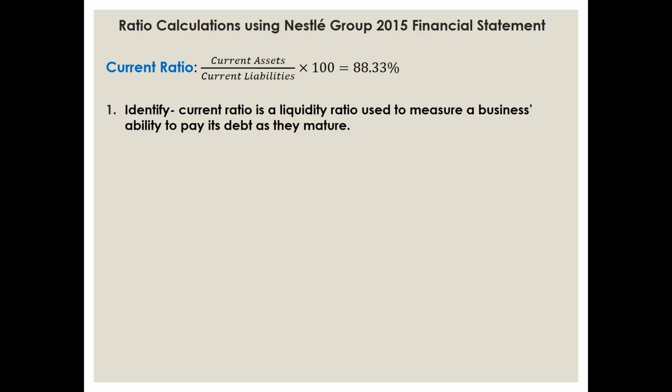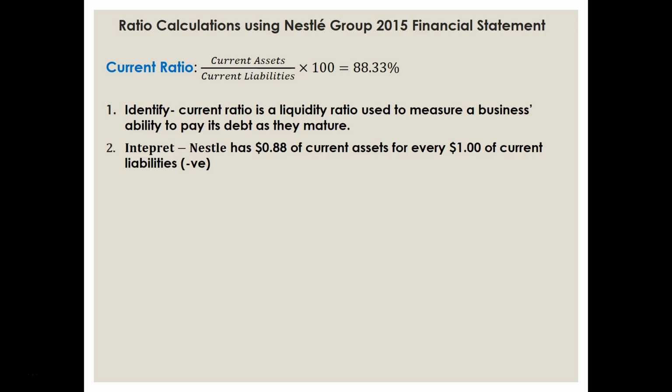Now that's one. How do you continue interpreting or answering this kind of question? Number two, you actually interpret. So what does the data mean, 88.33%? It actually means that in this case, this company, Nestle, has 88 cents of current assets for every dollar of current liabilities. So if you actually know the formula, it's quite obvious. It's current assets to current liabilities. So 0.88 current assets to $1 current liabilities.